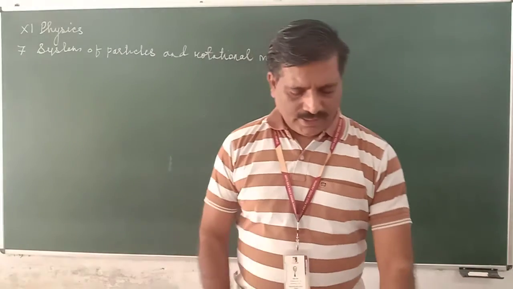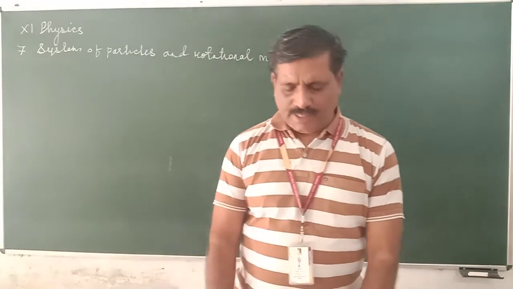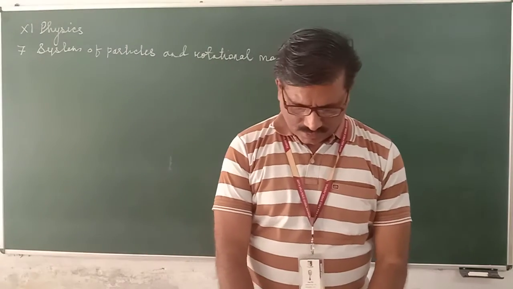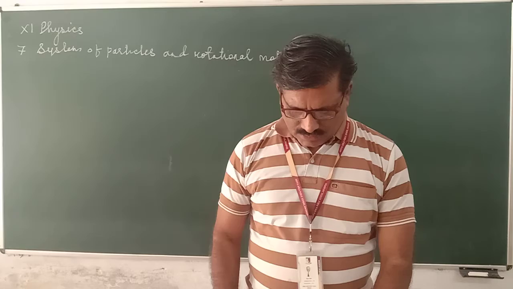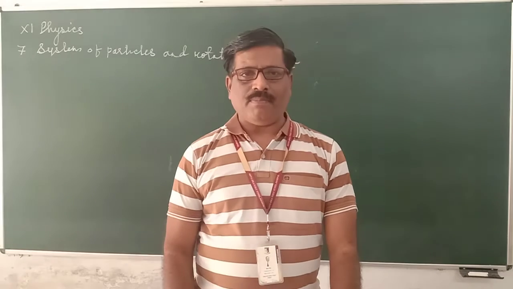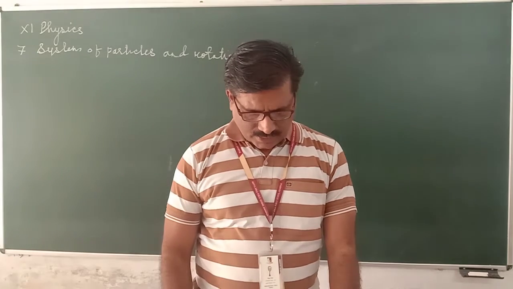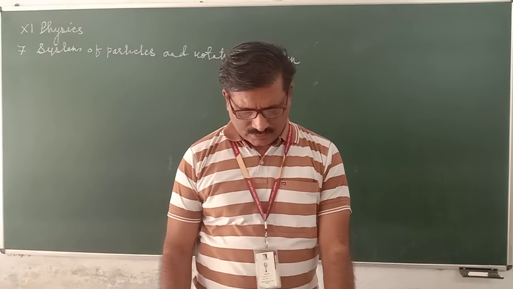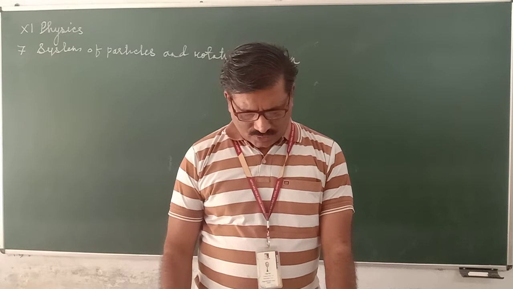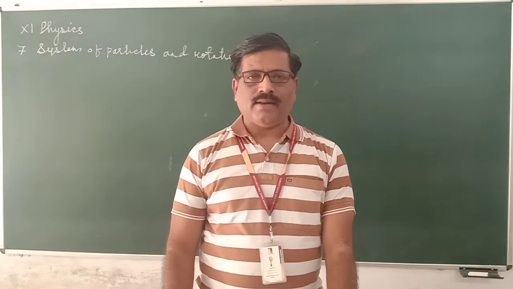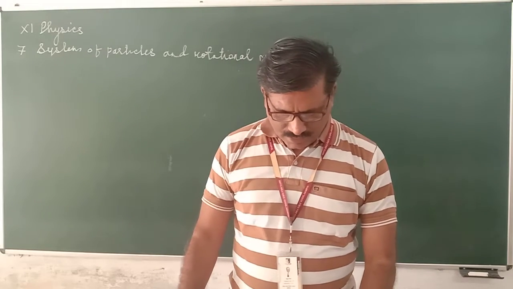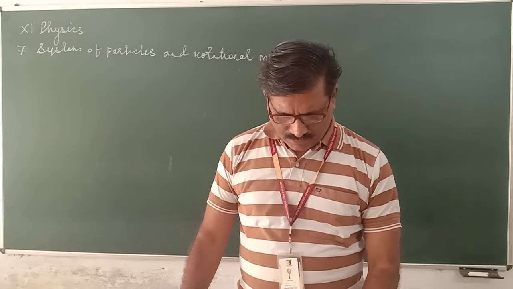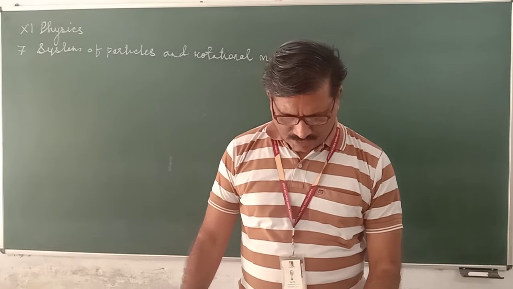Hi friends, let us discuss some problems related to center of mass. It's 7.1. Find the center of mass of three particles at the vertices of an equilateral triangle. The masses of the particles are 100 gram, 150 gram, 200 gram respectively. Each side of the equilateral triangle is 0.5 meter long.